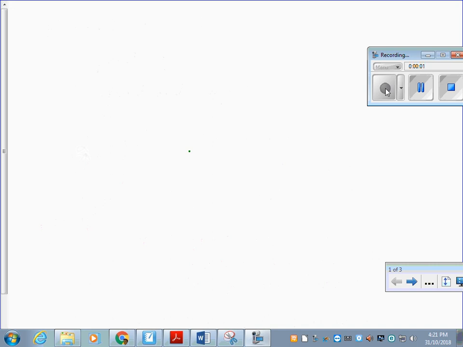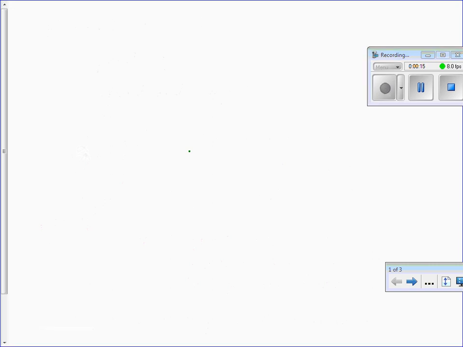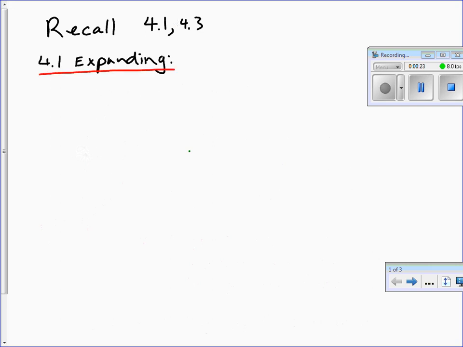In order to do this next problem set that we're dealing with, we have to understand some concepts in order to work with perfect square trinomials and difference of squares for factoring. So we've got to recall what we were doing in 4.1 all the way up to 4.3. And with 4.1, we dealt with the expansion of polynomials, and we often saw something that dealt with expanding and simplifying.